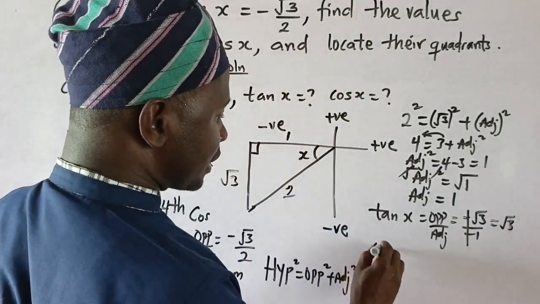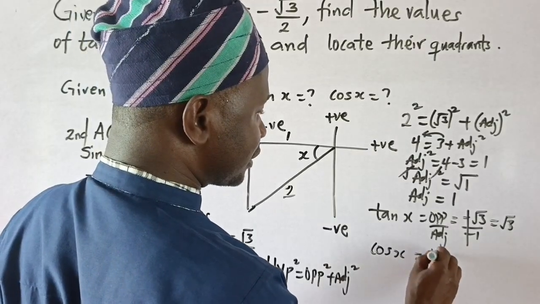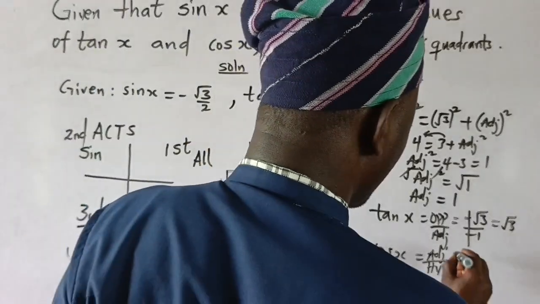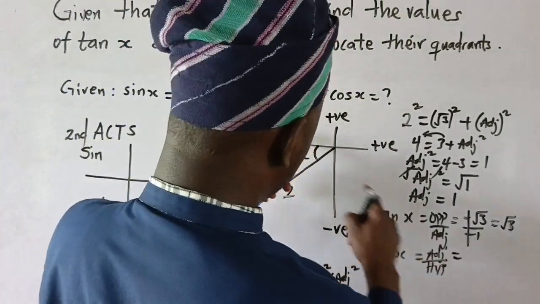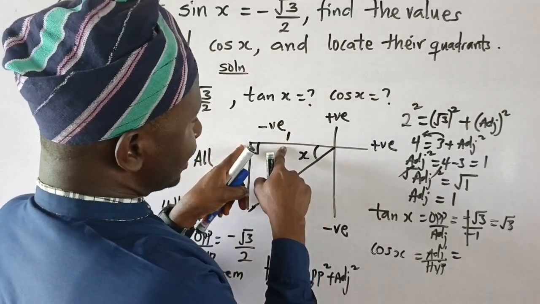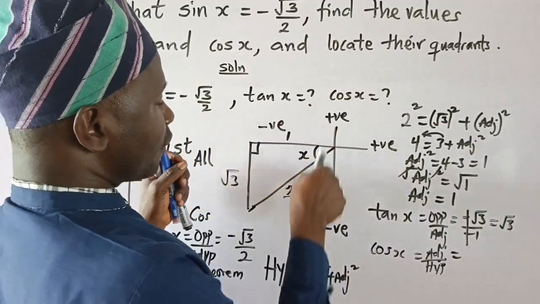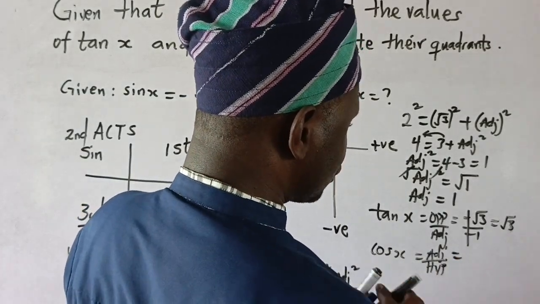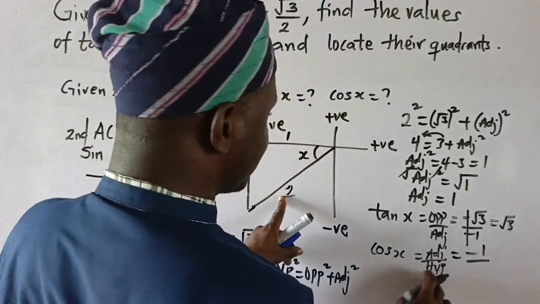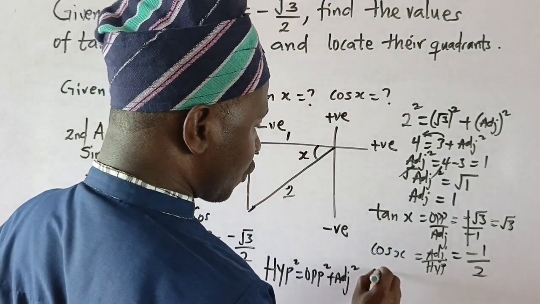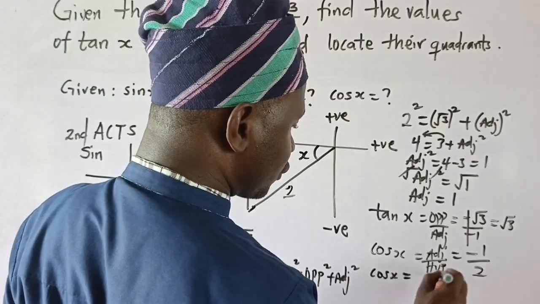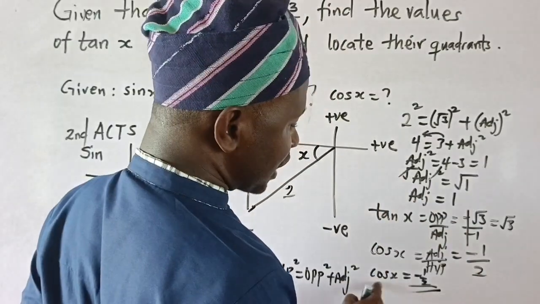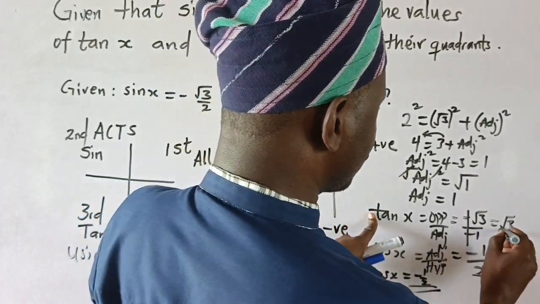Now we want to determine cos x. Cos x equals adjacent divided by hypotenuse. Adjacent here is minus 1. Don't forget it's along the horizontal axis and towards the left of the vertical axis, so we have minus 1. That sign indicates the direction. So we have minus 1 divided by hypotenuse, which remains 2, which implies cos x equals minus 1 over 2. So in conclusion, we have cos x to be minus 1 over 2 and tan x to be root of 3.